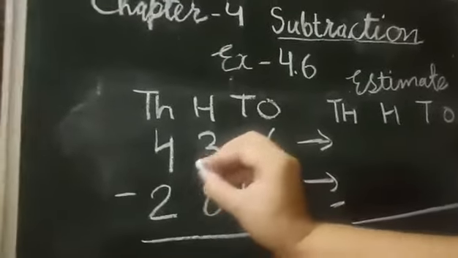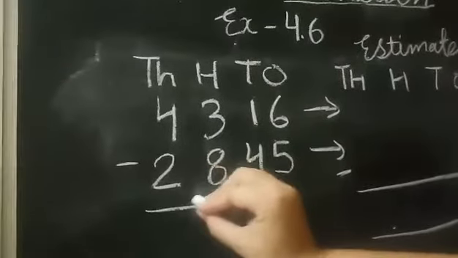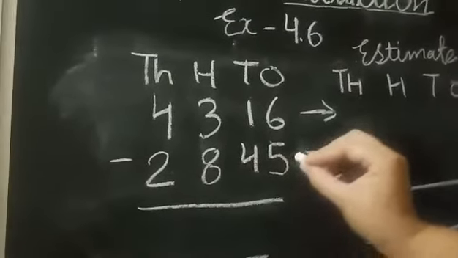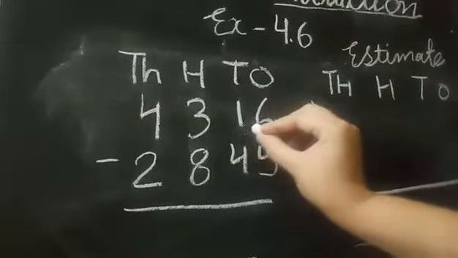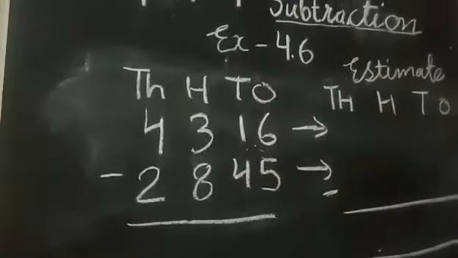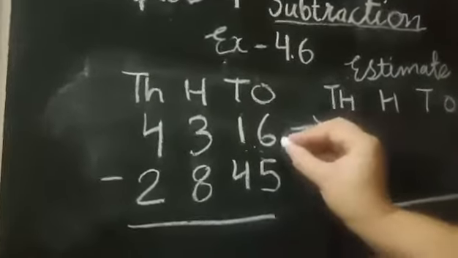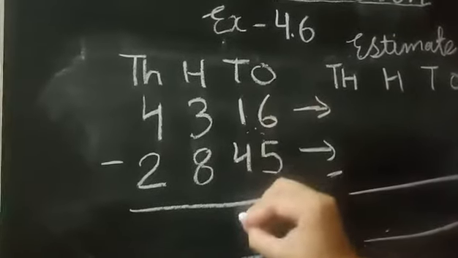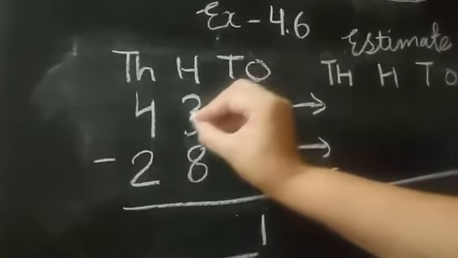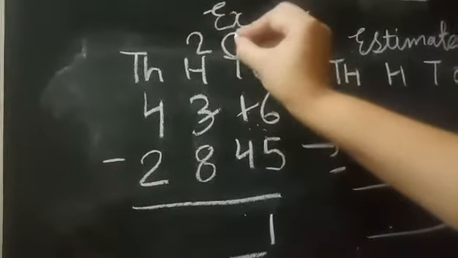So we will take one example. In this sum, 4316 minus 2845. We will estimate the value nearest to 10. So first we will subtract the actual values. 6 minus 5 is 1. 1 minus 4 is not possible. We will take 1 from this. Here it becomes 2, and here it is 11.